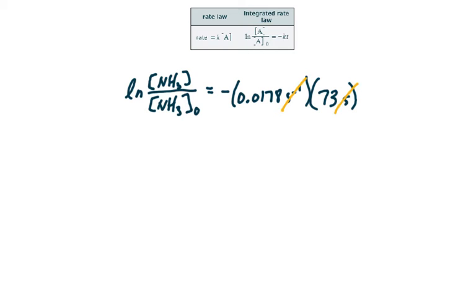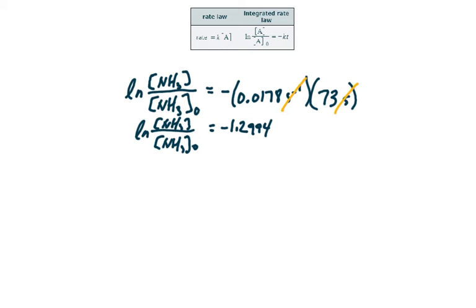Perfect. Okay? Put that into the calculator, I get negative 1.2994. And the units again have canceled out. So natural log of concentration of ammonia over the initial concentration is equal to that. So now let's continue. What do we have now? We have the natural log of this is equal to this.